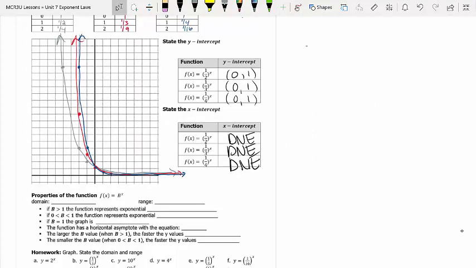So the domain of all these exponential functions is going to be x as an element of the real numbers, right? Because these graphs keep extending to infinity and they're going to incorporate all x values. There's no restrictions on the domain. The range, however, there are some restrictions. Okay, the two sets of graphs that we did today, the range can only encompass y values that are greater than 0. Right? Because these graphs did not cross the x-axis or touch the x-axis.